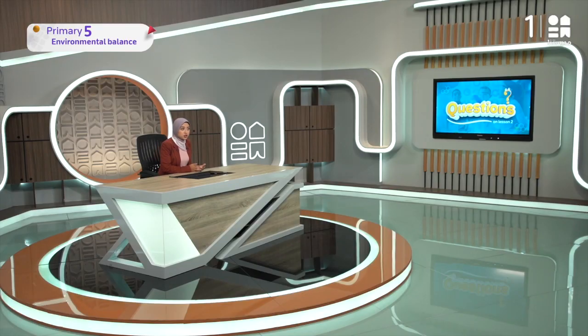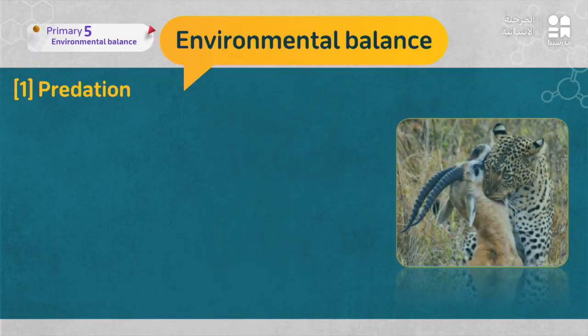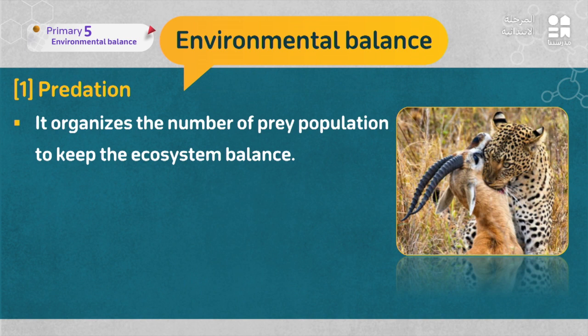هنتكلم الأول عن predation وإزاي predation بيحافظ على environmental balance، بعد كده هنتكلم عن the substitution. The predation. احنا عارفين predation يعني ايه؟ There is a predator and prey وهكذا. طيب predation it organizes the number of prey population to keep the ecosystem balance.